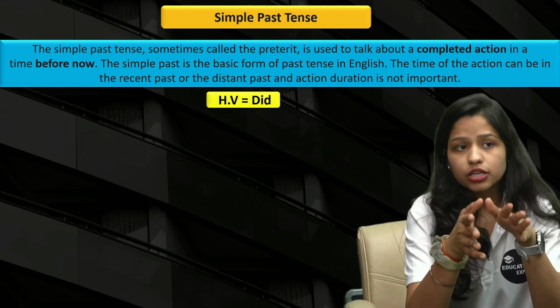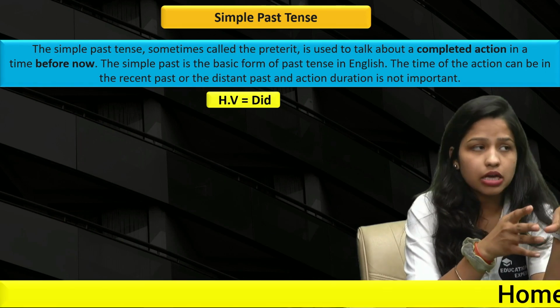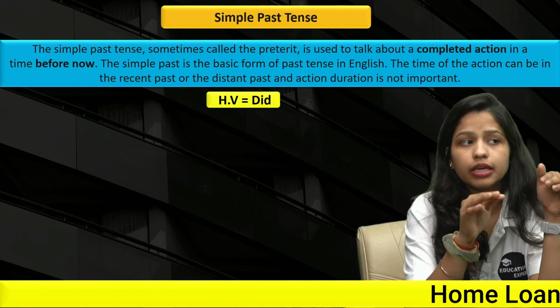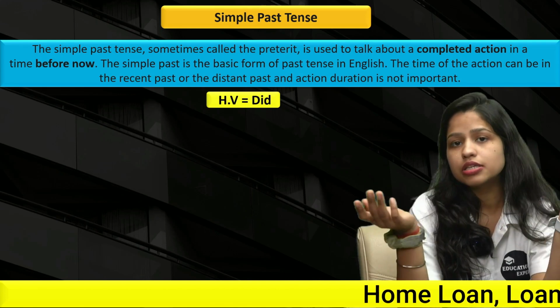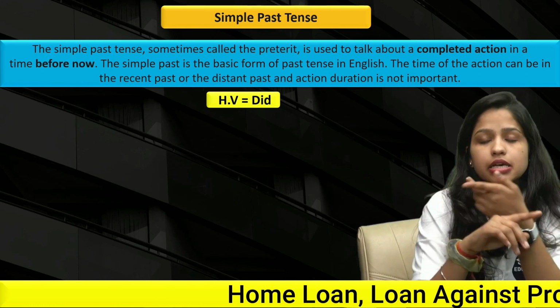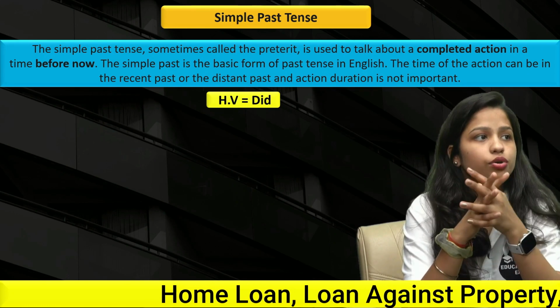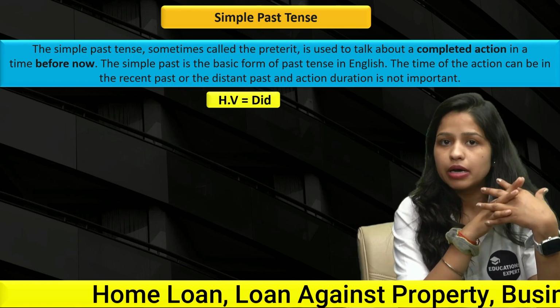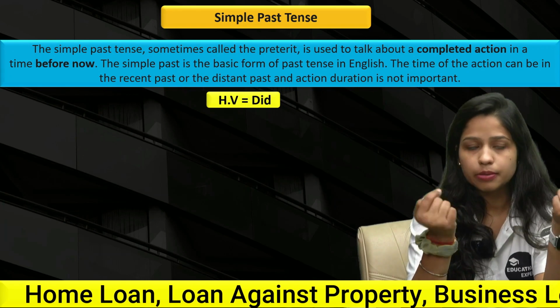The time of the action can be the recent past or the distant past, and the action duration is not important. It can be the recent past, it can be the distant past, right? So that we call simple past tense, and that's how we use simple past tense.